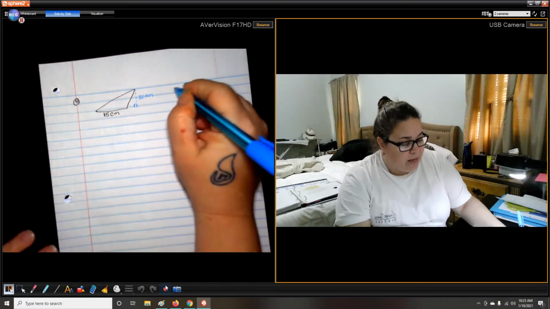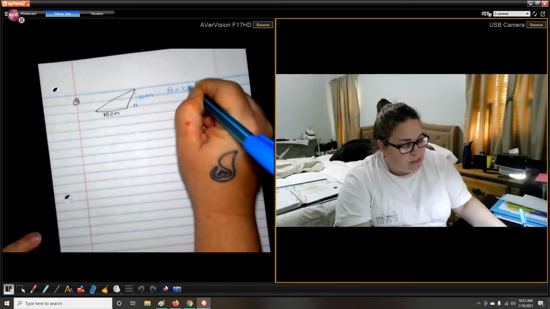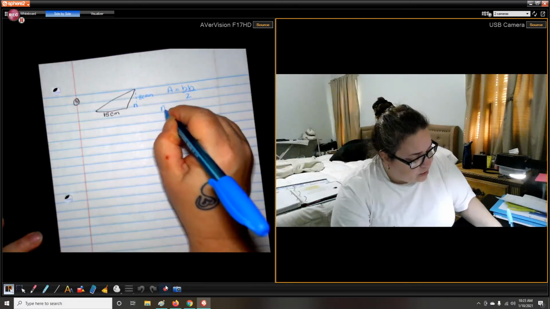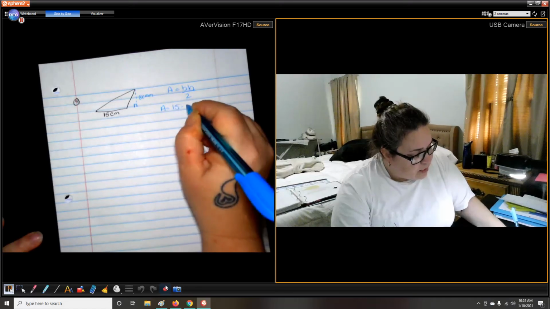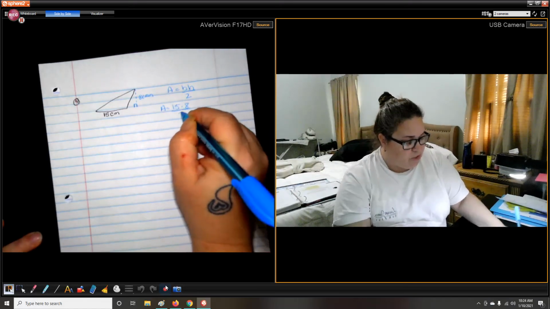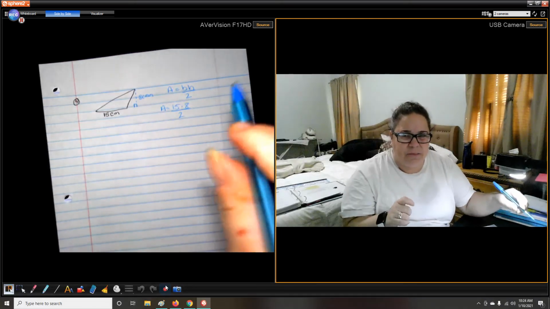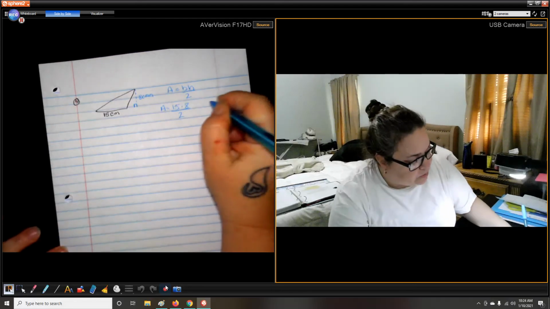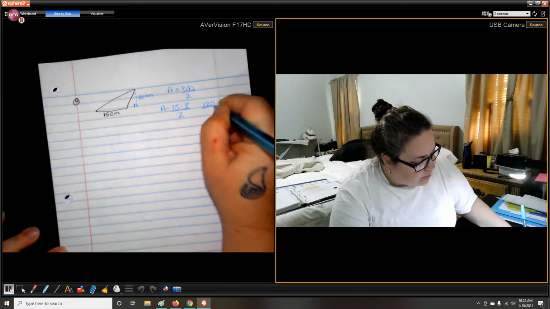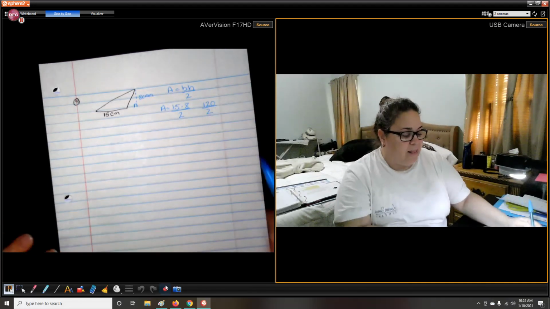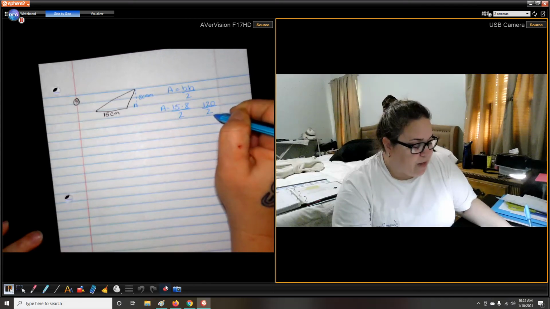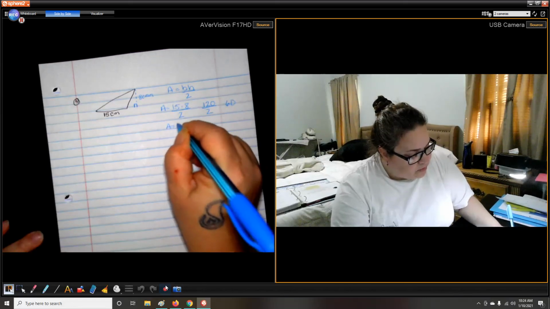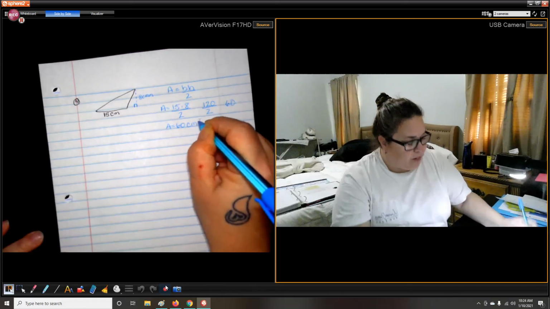Okay, so start by area equals base times height divided by 2. Then we fill it in. Area equals 15 times 8 divided by 2. And I don't know 15, hold on, let's see, 30, 60, 90, 120. Okay, so 15 times 8 is 120 divided by 2. And then 120 divided by 2 is 60. So area equals 60 centimeters squared.